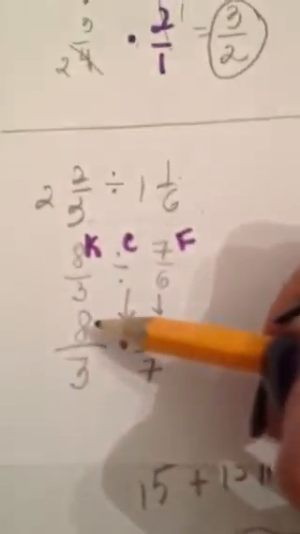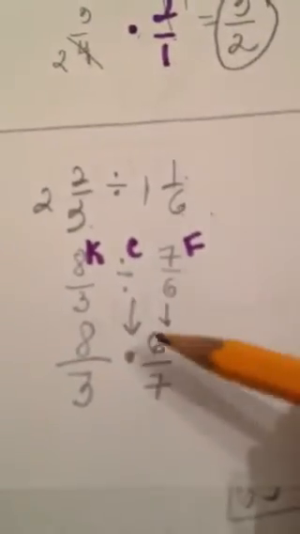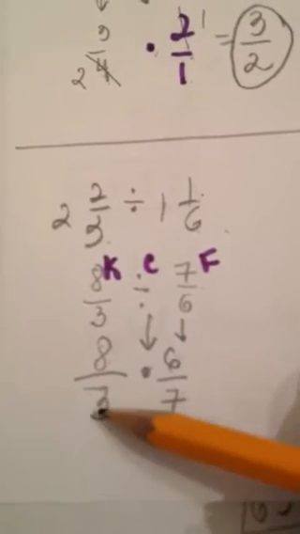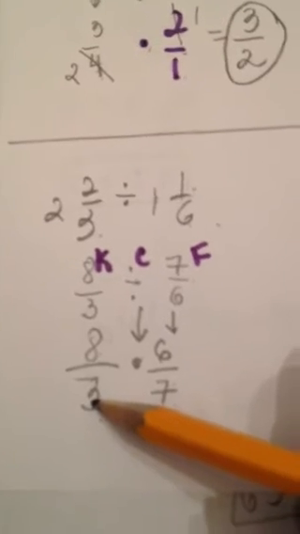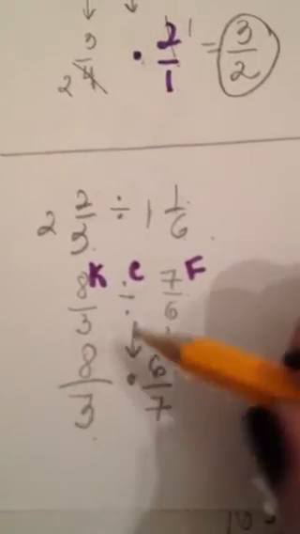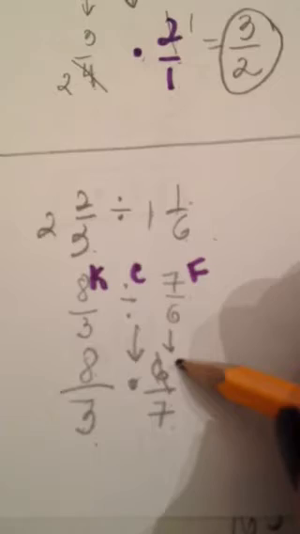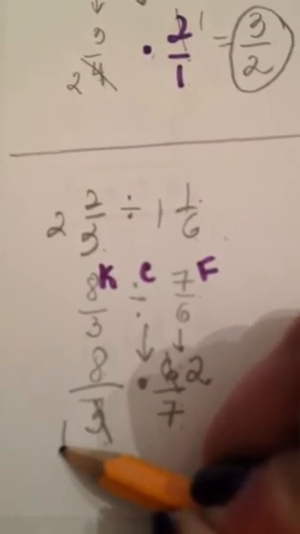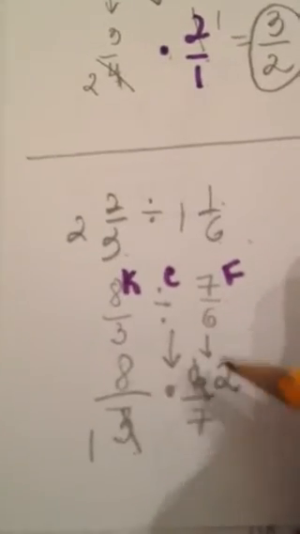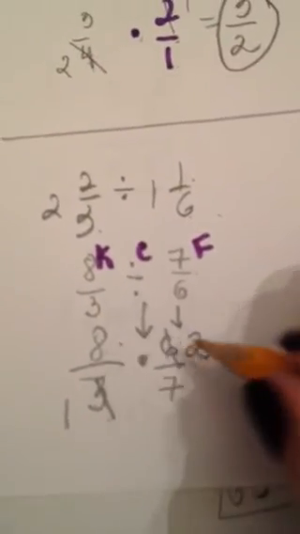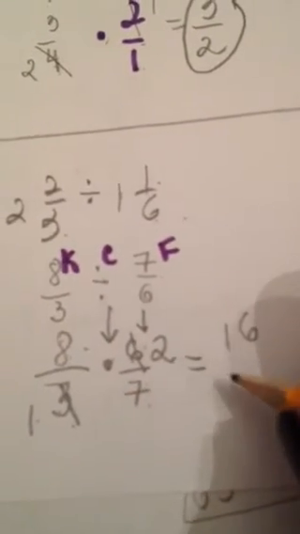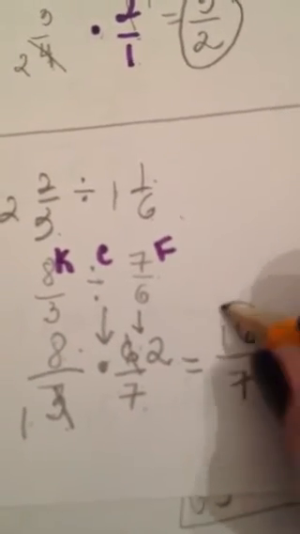Always check and see if you can simplify diagonally here. So in this case, 8 does not have common factors with 3 or 7, but 6 has a common factor with 3, which is 3. So you can divide these both by 3. So 6 divided by 3 is going to be 2. 3 divided by 3 is going to be 1. And there's nothing else you can do. So then this is going to be 8 times 2 is 16. And then 1 times 7 is 7. And voila, nothing else you can do.